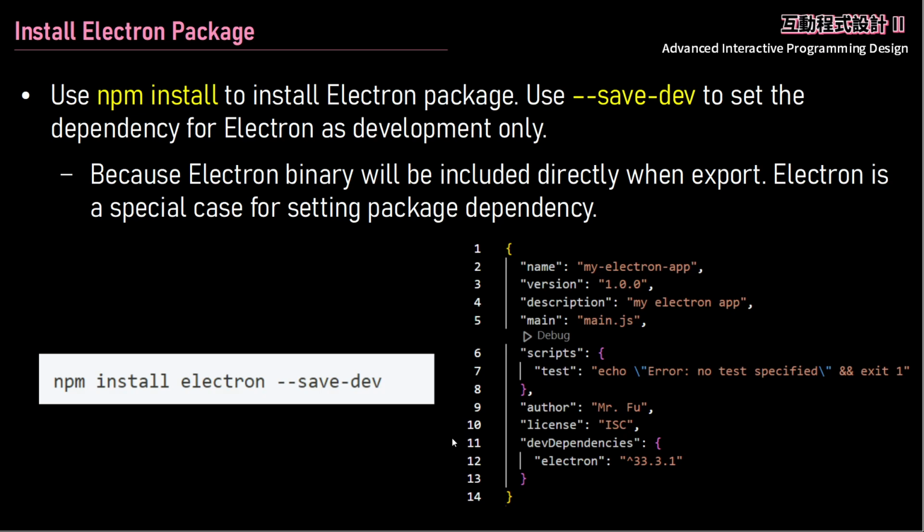All right. About the save-dev option, I'm going to elaborate later. After we compile the Electron app, you'll know why we need these things. Okay, but not right now. Next.